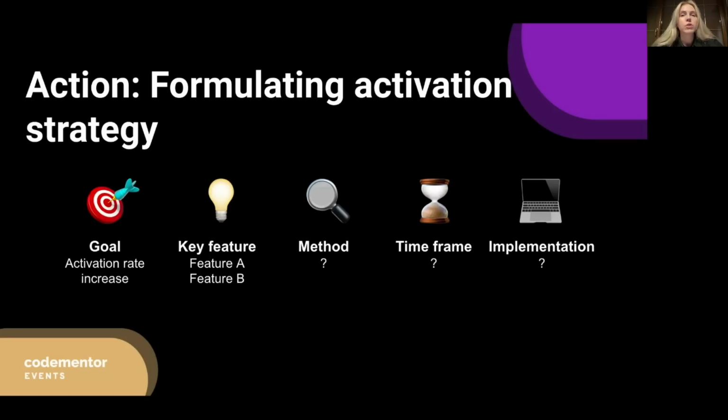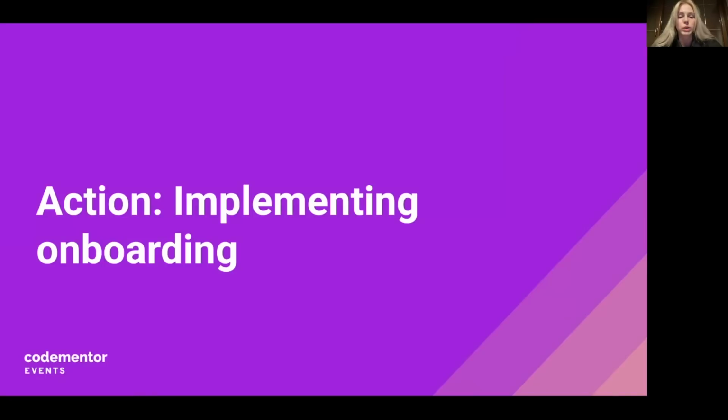Key features we concentrate on. You create a list of 1 or 2 features. You figure it out during your research stage using data research or qualitative research or both. Method, time frame, and implementation are the things that are left for figuring out. So let's cover them in the implementation part.